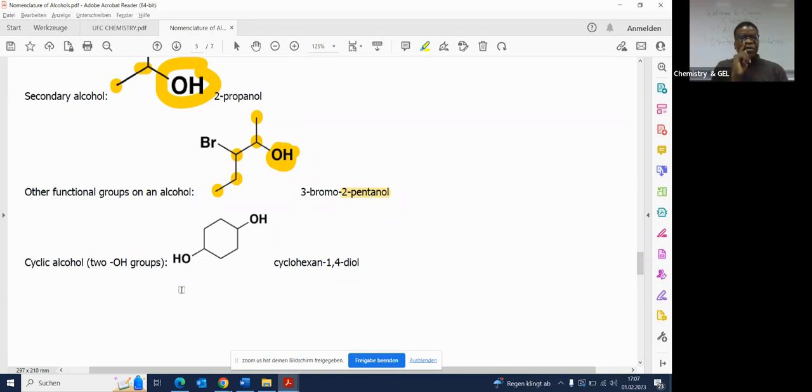With two hydroxy groups or OH groups, very interesting. So in general terms, this is a cyclic alcohol, but now it's always important to mention the positions of the functional groups or the hydroxy groups, and also identify what's the name of this cycle.